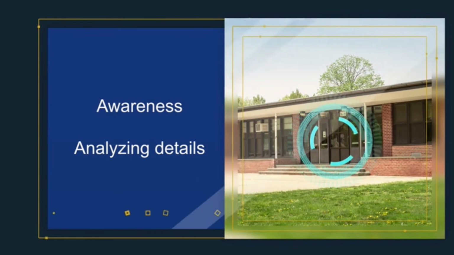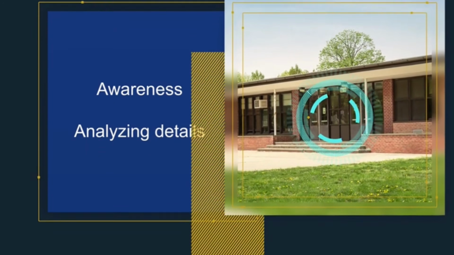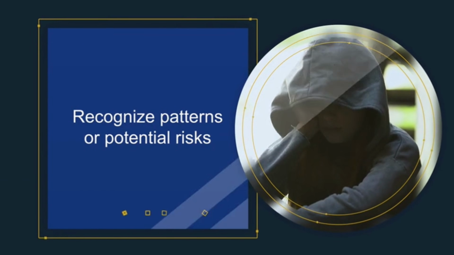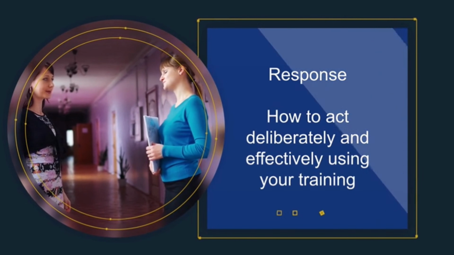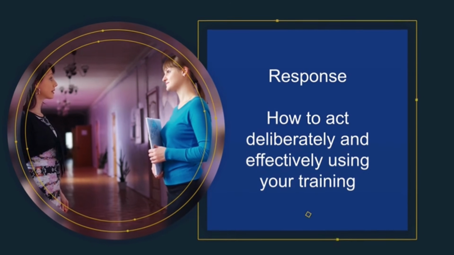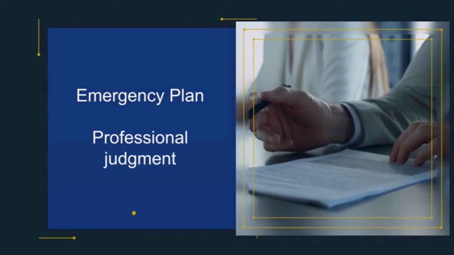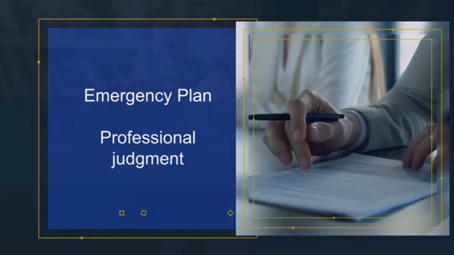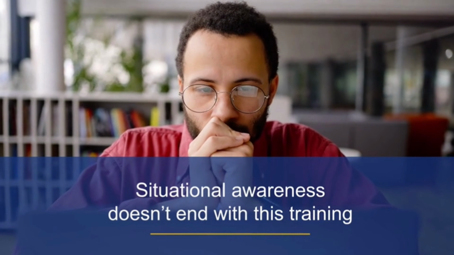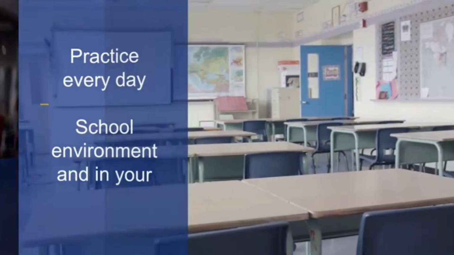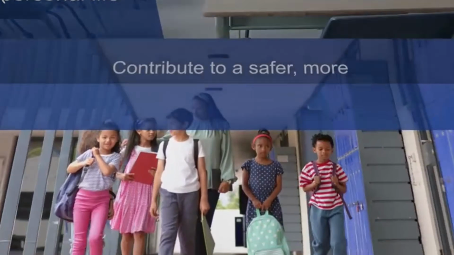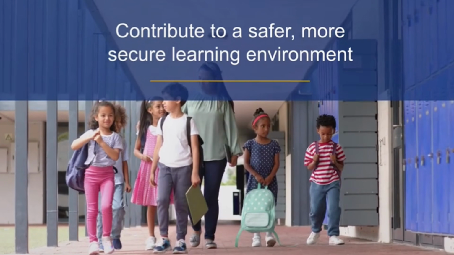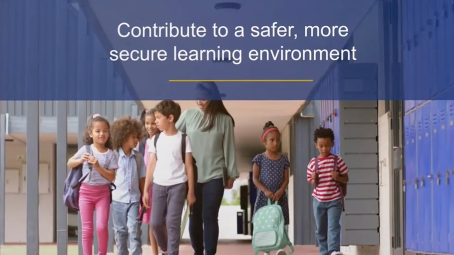Awareness helped you give meaning to those observations, analyzing details, reading behavior and posture, and trusting your instincts to recognize patterns or potential risks. Response brought it all together, knowing how to act deliberately and effectively using your training, your school's emergency plan, and your professional judgment. But situational awareness doesn't end with this training. It's something you practice every day, both in the school environment and in your personal life. Each observation and every decision contribute to a safer, more secure learning environment.